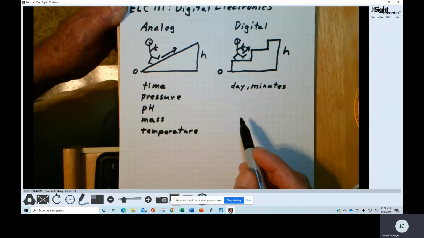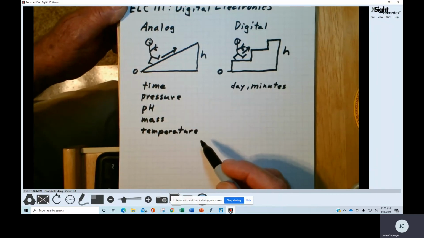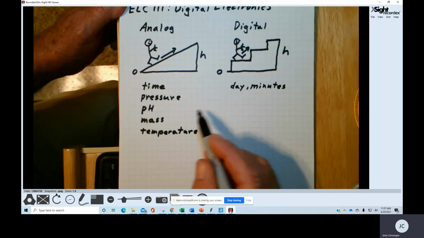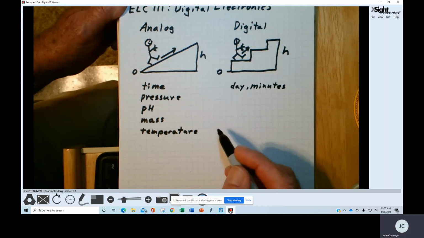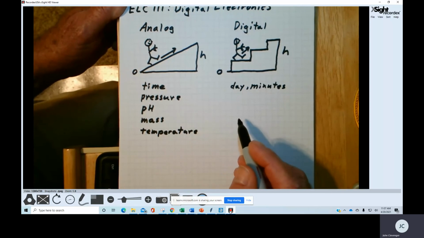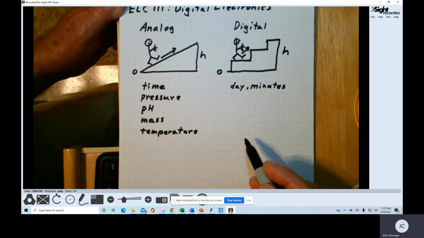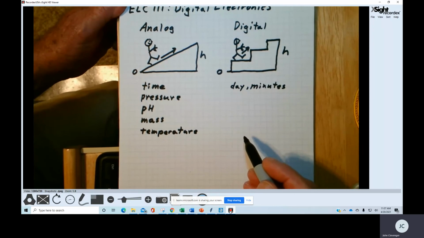And of course, we quantize or digitize all of these analog quantities into units. For instance, pressure could be bars, millibars. They could be milligrams of mercury. pH, you might remember from chemistry class, is expressed in discrete or quantized values. Mass can be in pounds, grams. Temperature in degrees, either Fahrenheit or Celsius or Kelvin.